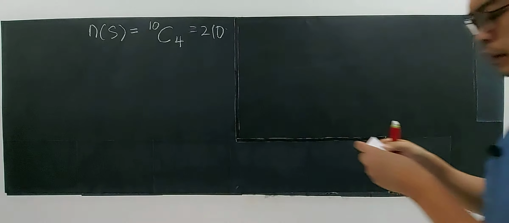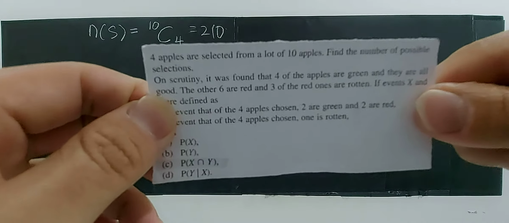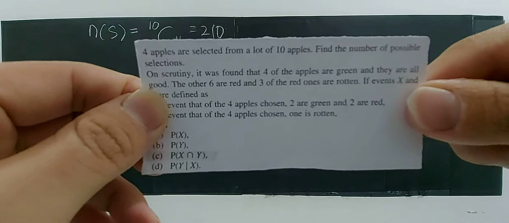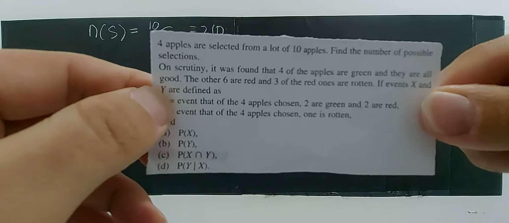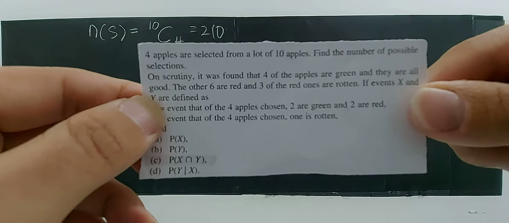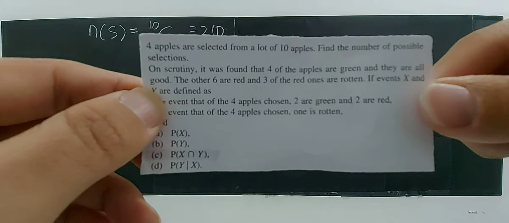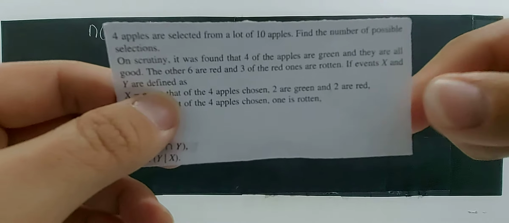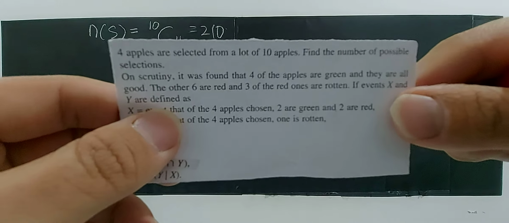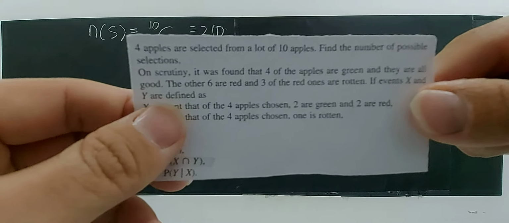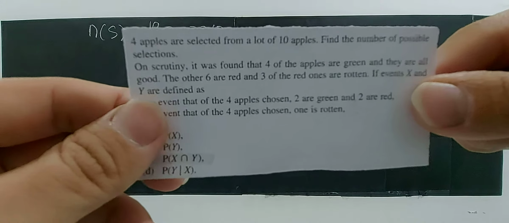210. And on scrutiny, it was found that 4 of the apples are green, and they are all good. Meaning all the green apples are good. Now the other 6 are red, and 3 of the red are rotten. Meaning the rotten apples come from the red apples.